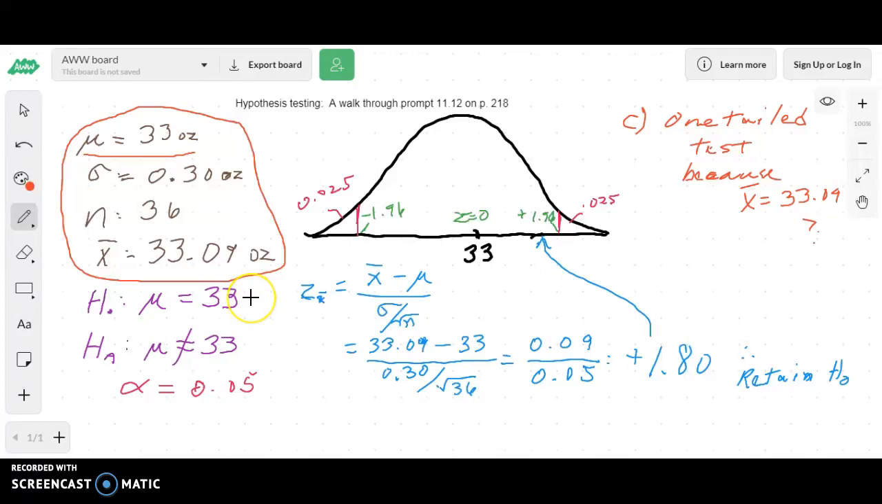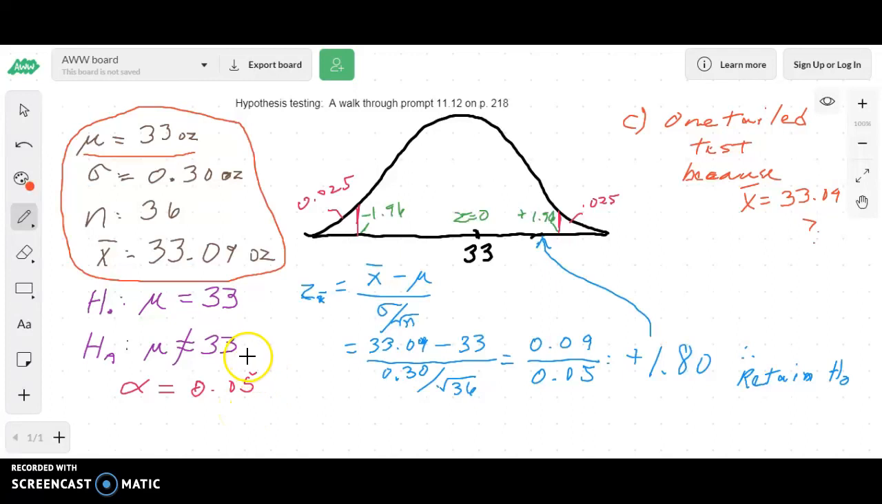Our null hypothesis is that the population mean is equal to 33. And our alternative hypothesis states that the population mean is not equal to 33. This is what we use to account for both greater than and less than. And then the level of significance, or alpha, is going to be 0.05.